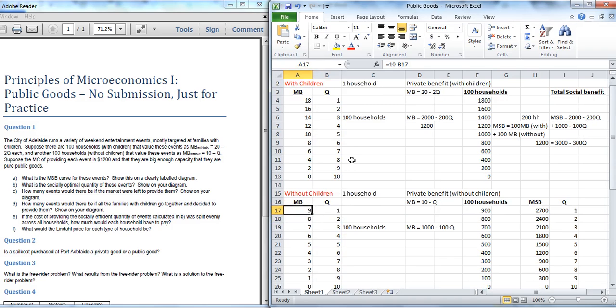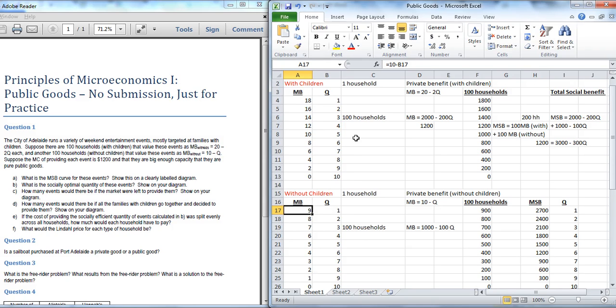So if we want this marginal social benefit, we're going to have to add up all the individual marginal private benefits. So what's that? Well, we have 100 families with children with marginal benefit 20 minus 2q, and 100 families without children with a marginal benefit of 10 minus q. So we're going to have to add up the sum of the marginal private benefit for the families with children and the sum of the marginal private benefit of the families without children.